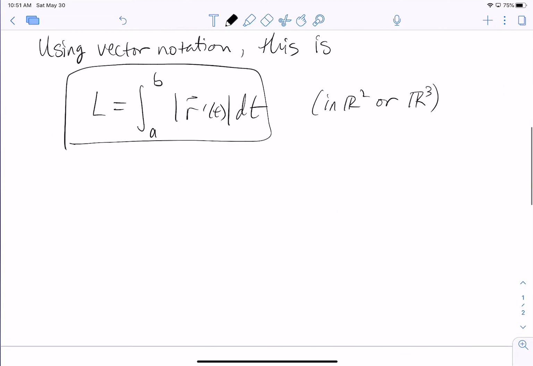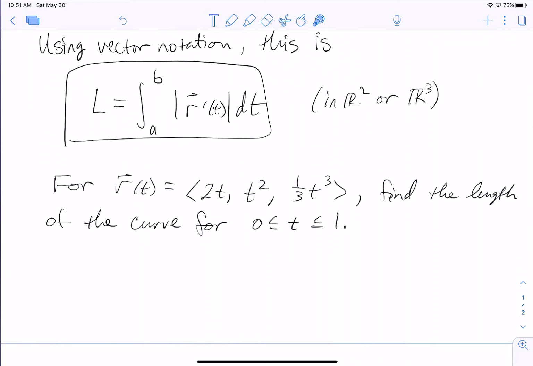Let's see this in action. For the curve r of t equals 2t, t squared, 1/3 t cubed, find the length of the curve for t going from 0 to 1. Well, r prime of t, actually, you know what? You have the formula right in front of you. I'd like you to pause the video and find the arc length for this curve.